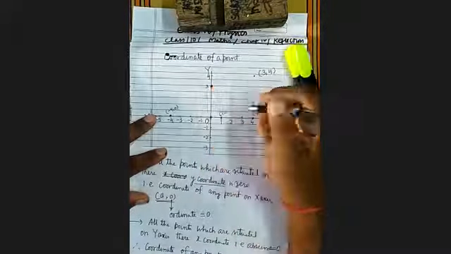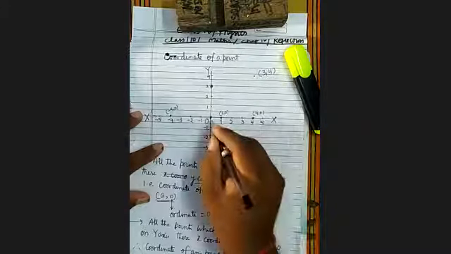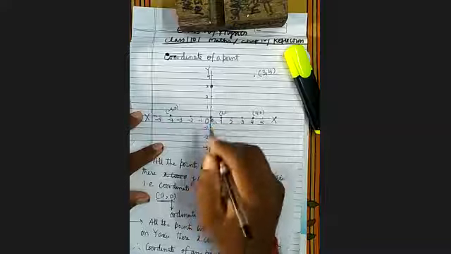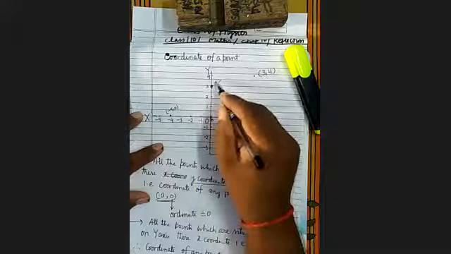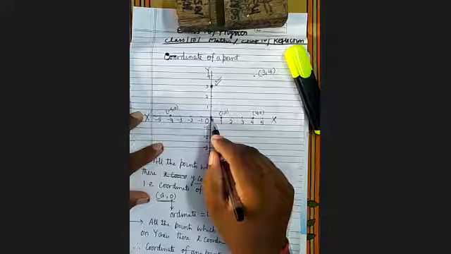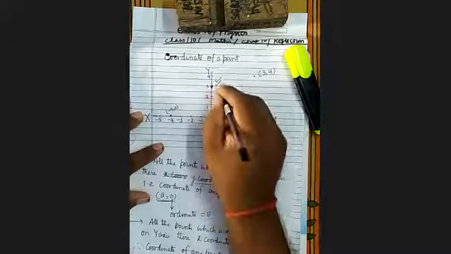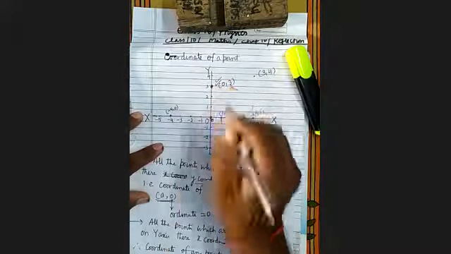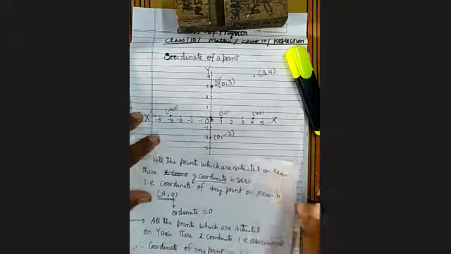For example, here on the x-axis, where is 0 on the x-axis? X-axis में 0 क्या है, ये. So here on this point, it is in front of 0 on the x-axis and in front of 3 on the y-axis. So what is the coordinate? 0 comma 3. Here its coordinate will be 0 comma minus 2. This point is clear?